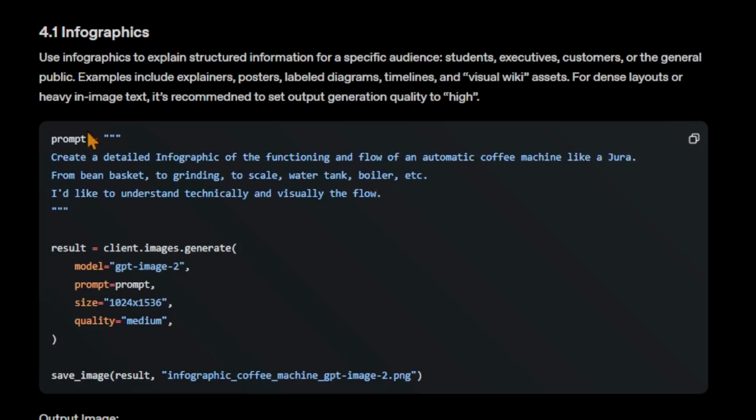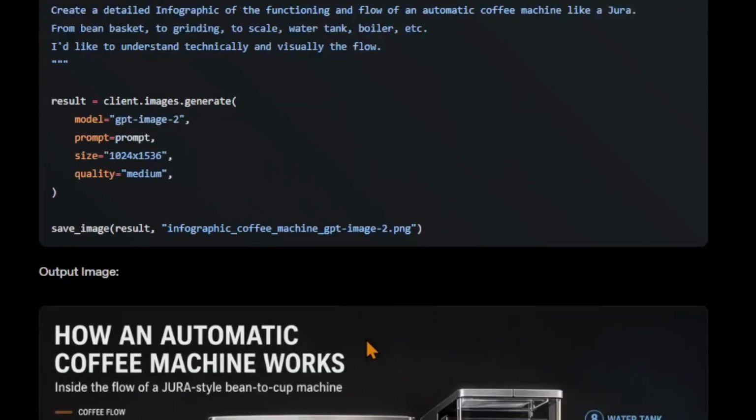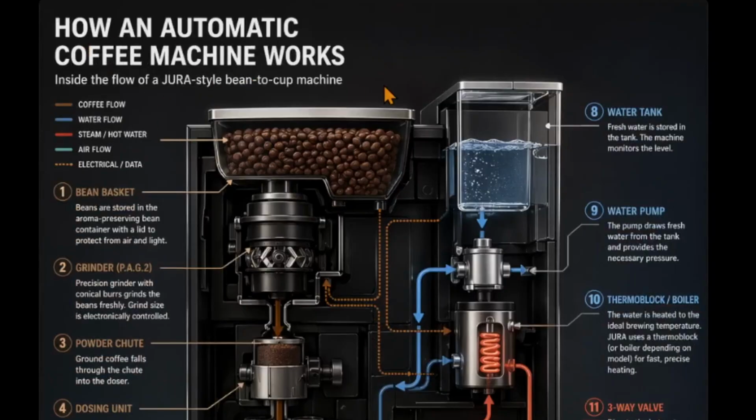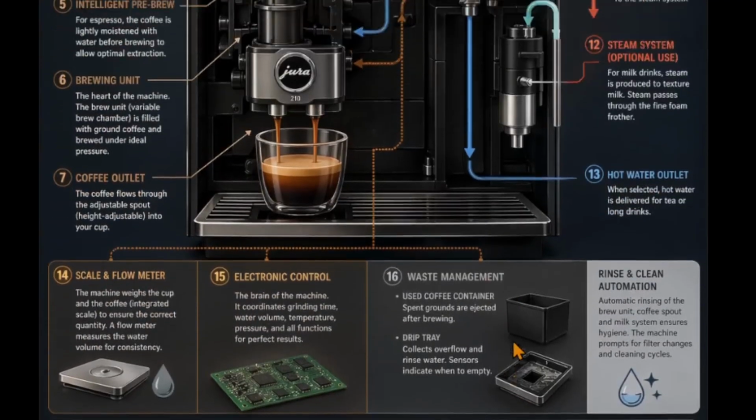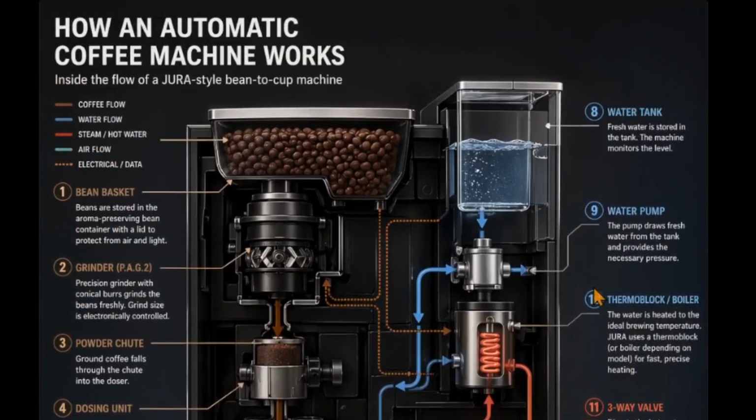So now this is for an infographic, and the prompt is here: create a detailed infographic of the functioning and flow of an automatic coffee machine like a Jura, I'm not sure how to pronounce that, not a coffee drinker. Anyway, from bean basket to grinding to scale, water tank, boiler, etc. I'd like to understand technically and visually the flow. Again, the rest of this code you don't have to really care about, but here is the actual output of that. It's hard to fit this whole thing on the screen, so I'll just scroll through it.